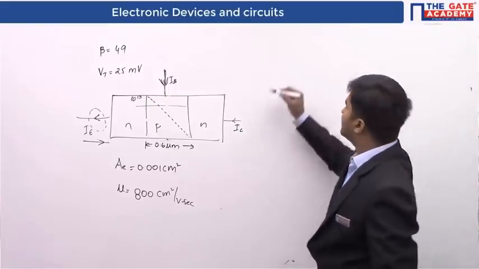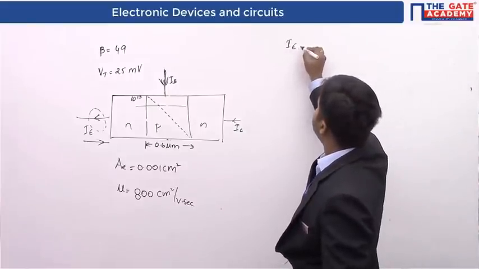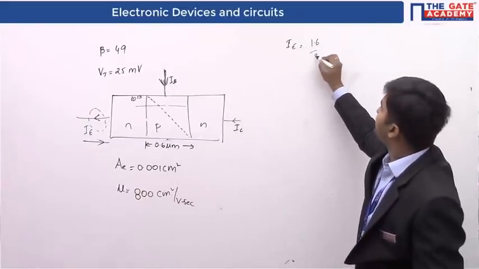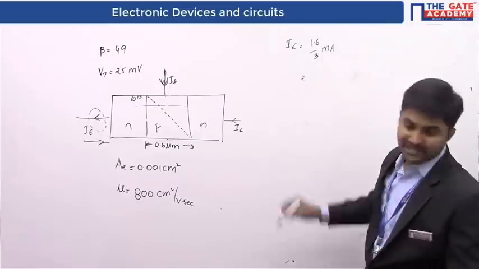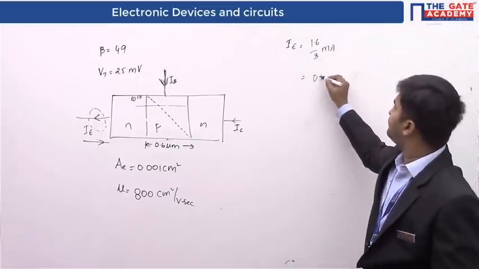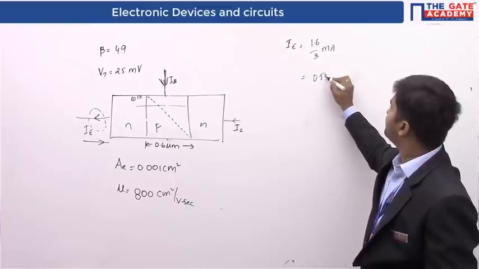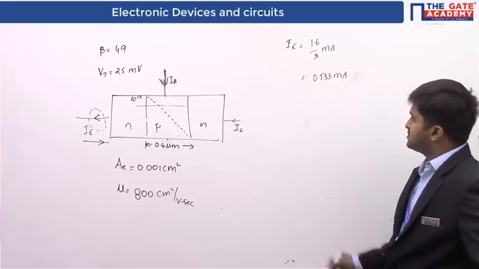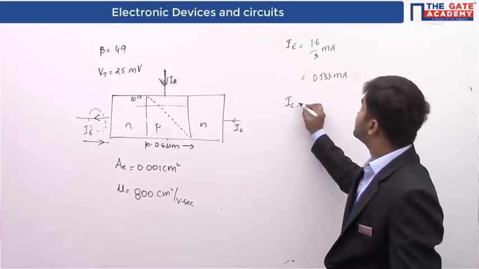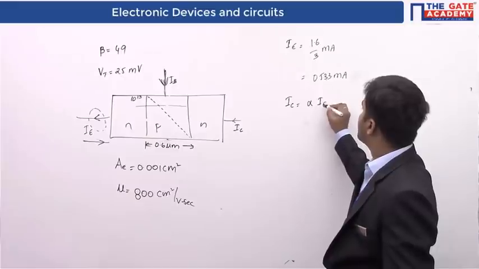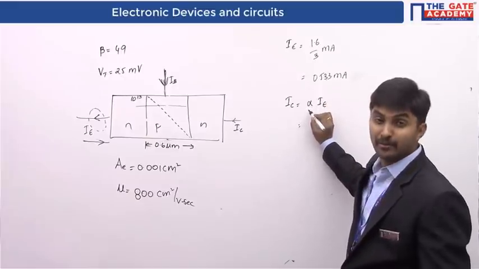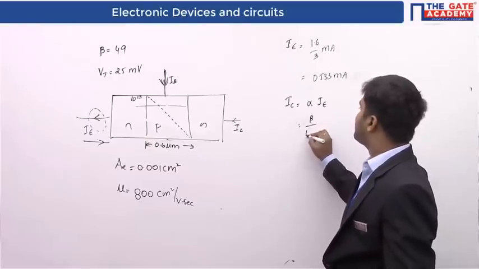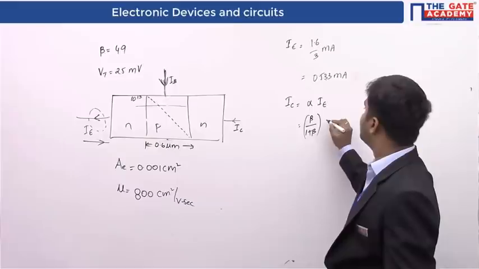We got the emitter current, the value of IE, to be equal to 1.6 by 3 milliamperes, which is nothing but 0.533 milliamperes. From here we can find out the value of IC, which is going to be alpha multiplied by IE. And alpha, which is the common base current gain, will be equal to beta by 1 plus beta, multiplied by IE.